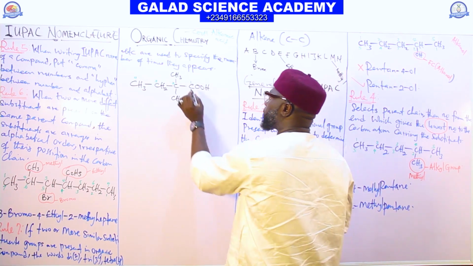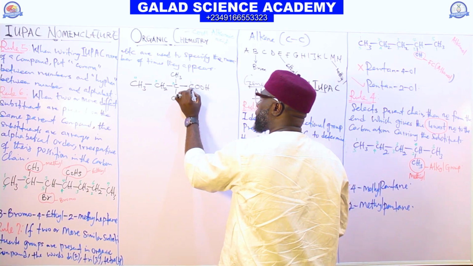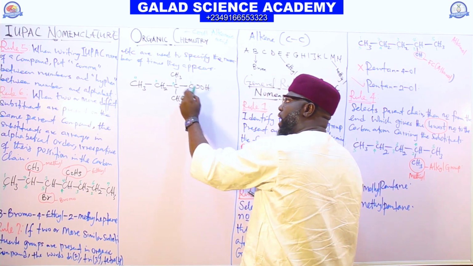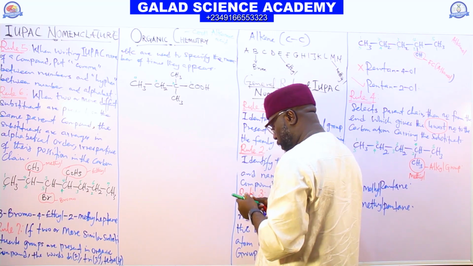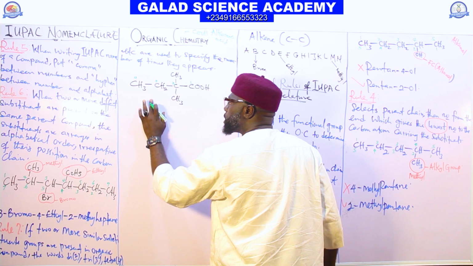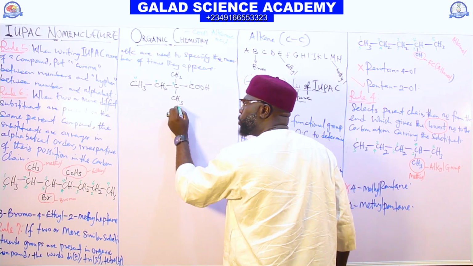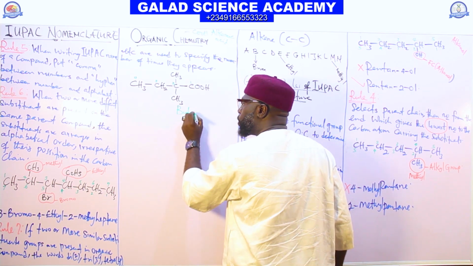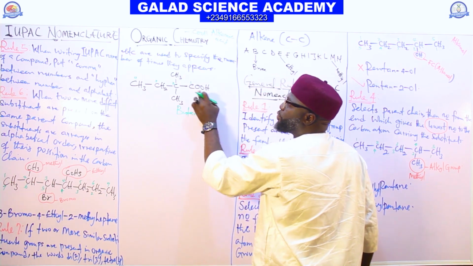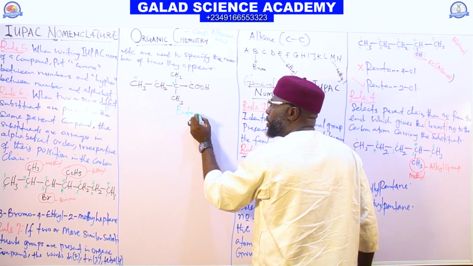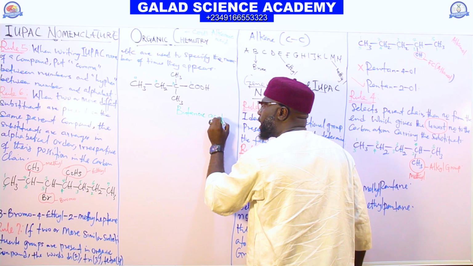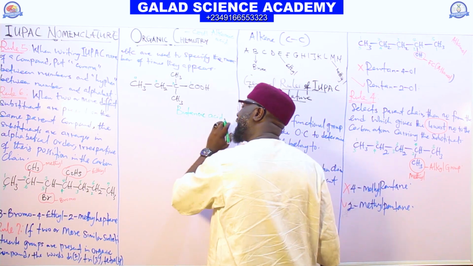Start from the functional group: 1, 2, 3, 4. A compound that contains 4 carbons, what do we call it? We call it but-, buta. The family is -oic. Butanoic acid.